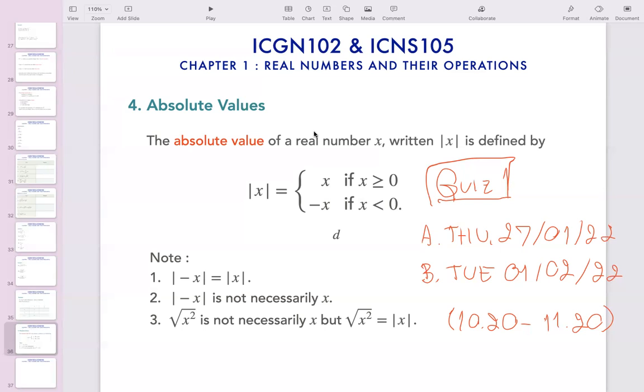So for the quiz, it will be like this. I will be in the classroom since 10 a.m. to be with you here. If you have any questions, just come to ask me. And for online students as well, you can ask me on the chat box or in the Line group during 10 to 10:20.